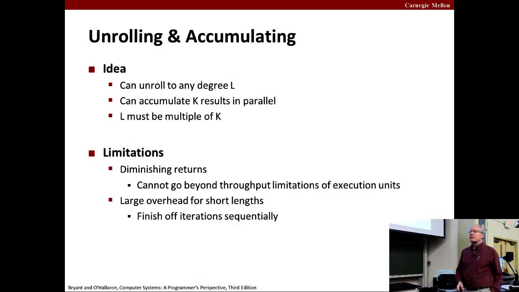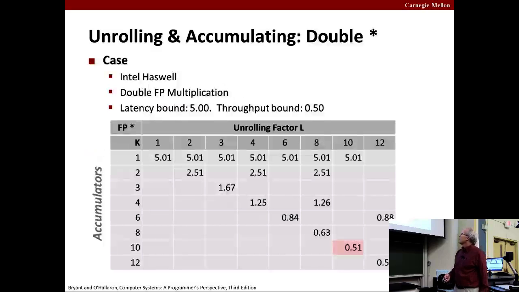And so we can generalize this. We can unroll by a factor of L, and we can accumulate k results in parallel, and we can use various values of L and k for it. In general, L has to be a multiple of k. And so you run it out, and for floating point multiply, you can get it down almost to this throughput bound of 0.5.